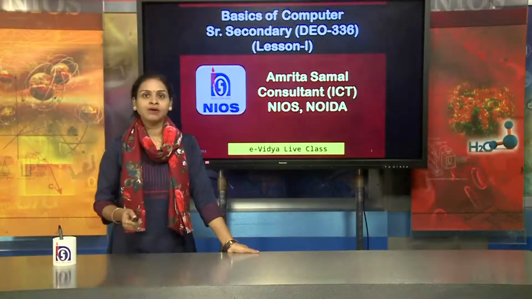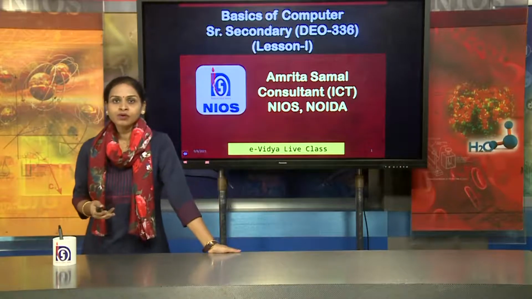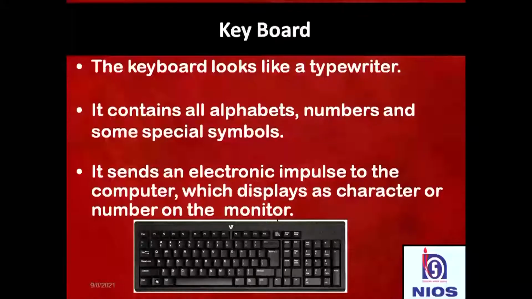Let us first discuss the first input device, which is the keyboard. The keyboard looks like a typewriter. It contains alphabets, numbers and some special symbols. So, how does the keyboard work? It sends an electronic impulse to the computer whenever a user presses any key on the keyboard. According to the key pressed by the user, it displays the character, number or special symbol on the screen or on the monitor.